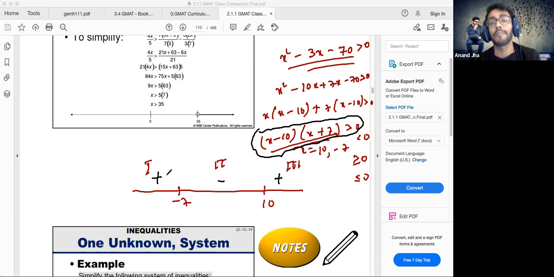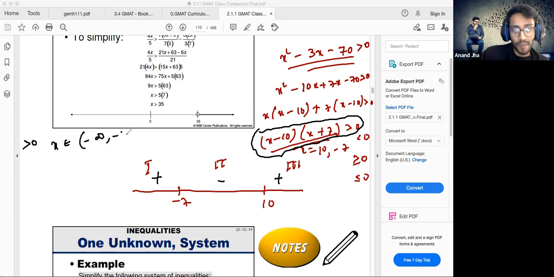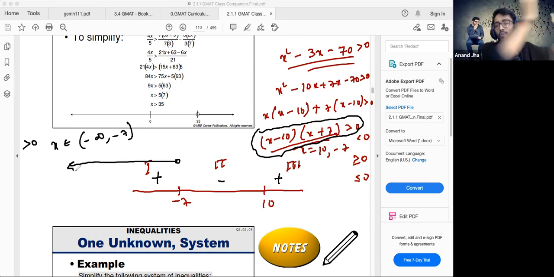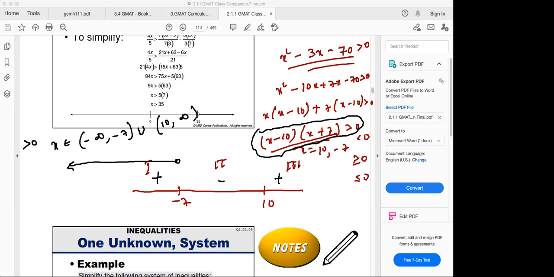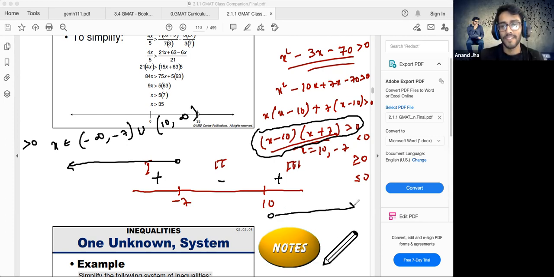Take any number less than minus 7, say minus 10. So minus 10 minus 10 is minus 20, and minus 10 plus 7 is minus 3. So minus into minus, positive. So I need greater than 0. For greater than 0, I'll write x belongs to minus infinity to minus 7. Why minus infinity? Because it extends here infinitely. Whenever we don't know the extreme end, we take minus infinity. Union means there are more than one region. Union 10 to infinity from here. So this is the case.